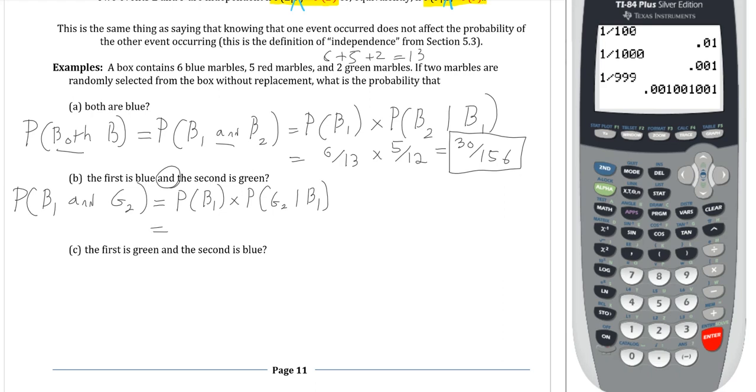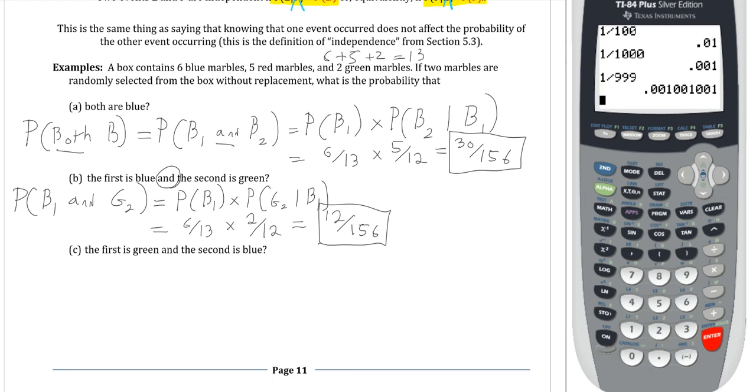So the probability of the first marble being blue, we had that before. That was 6 out of 13. And the probability that the second marble is green, well, overall there are 2 green marbles, and what I selected first was a blue marble, so there are still 2 green marbles in the bag. However, even though there are still 2 green marbles in the bag, there are only 12 marbles overall. We multiply these together. 6 times 2 will give me 12. 13 times 12 gives me another 156, just like the previous problem.